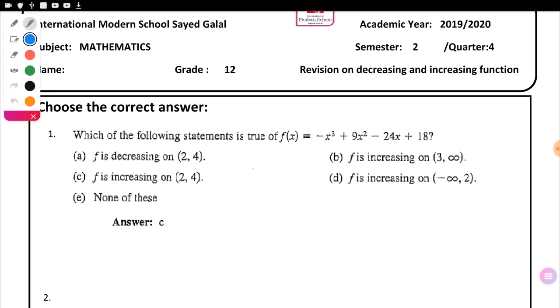Here, let's begin with the first question: which of the following statements is true of f(x) equals negative x to the power 3 plus 9x squared minus 24x plus 18? As you see here, all of the given is talking about what? Increasing, decreasing, is increasing on which interval? All of the given, the interval in which a function is increasing or decreasing.